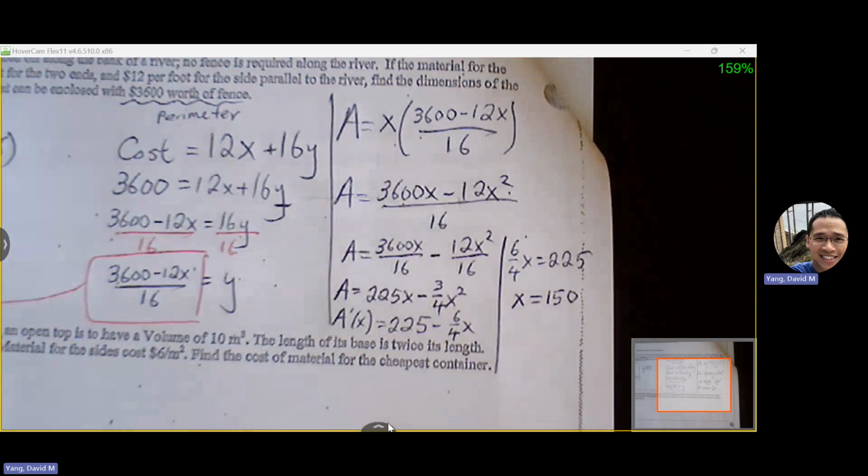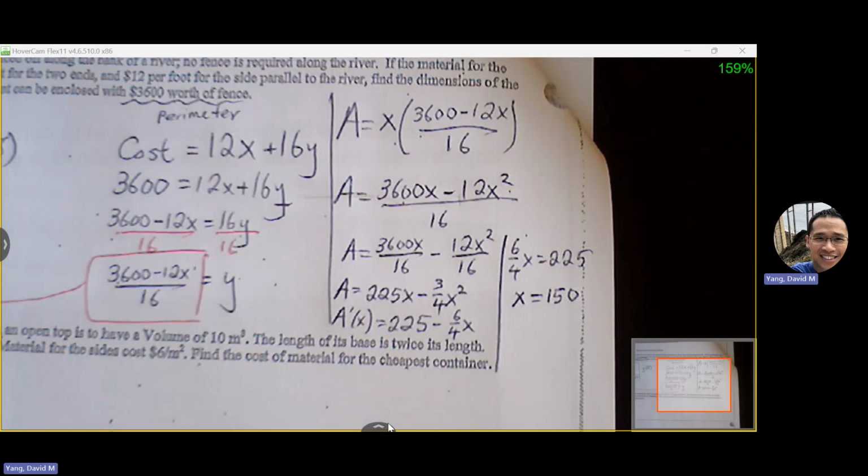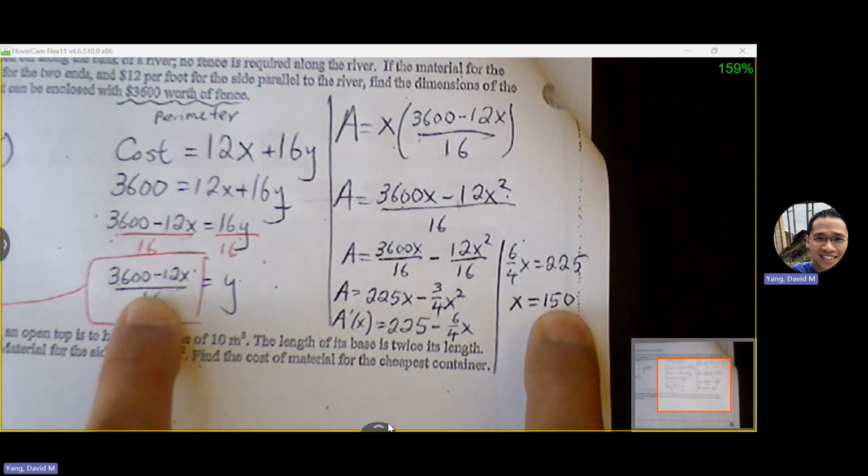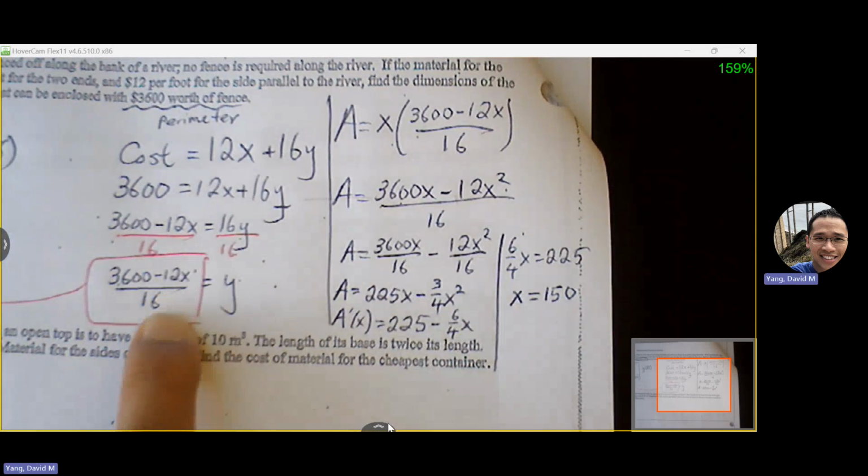So once you solve for x, we shouldn't have to create any more new equations. Just go searching in your problem to figure out any other variable that you want to solve for. So y is 3,600 minus 12 times 150 all over 16. Plug that in. We should get 112.5 feet.